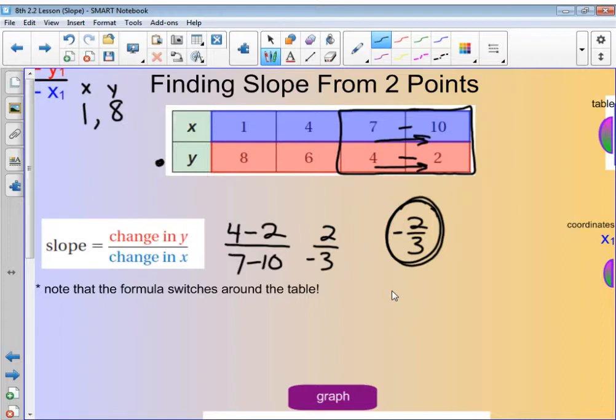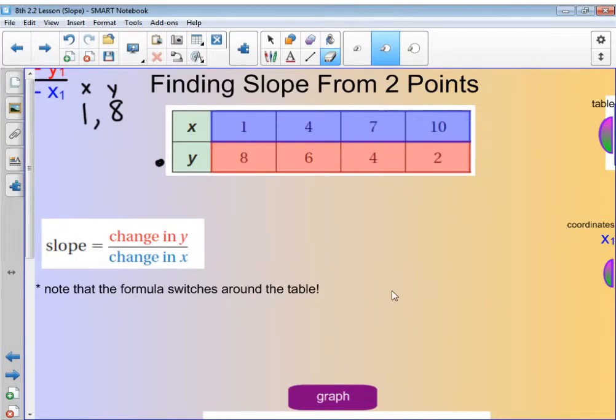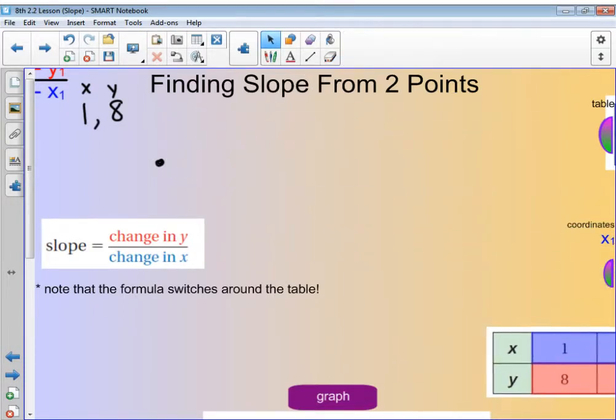See how we still end up with one negative? We're still getting 2/3 with one negative, or a negative 2/3. So it doesn't matter which 2 points you pick. As long as you use the coordinates of those points, you're going to get the same slope. Okay, so let's try another set, another table here.